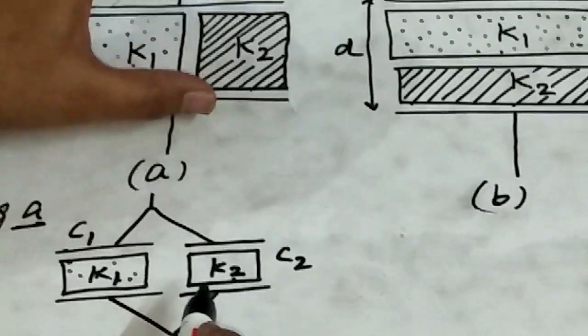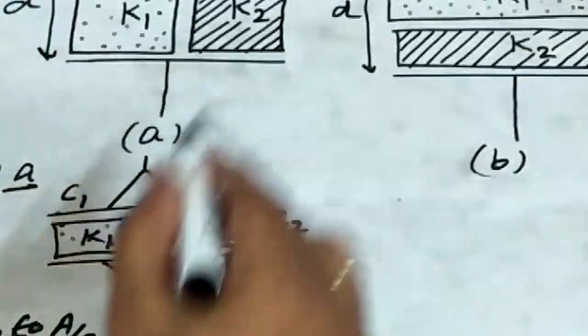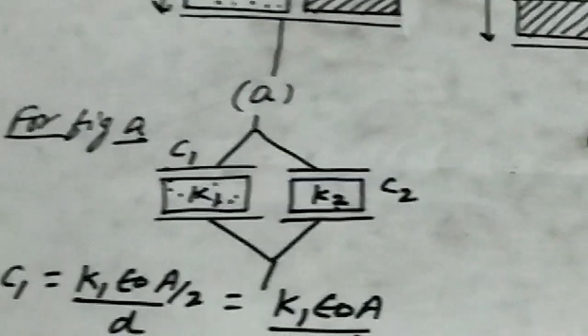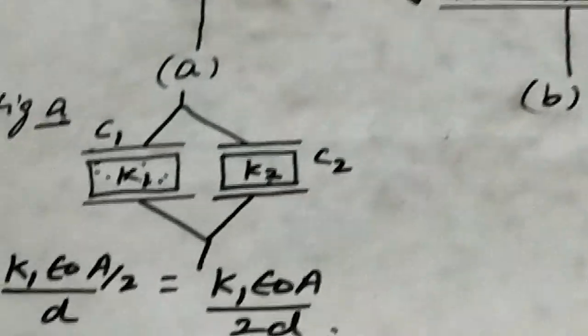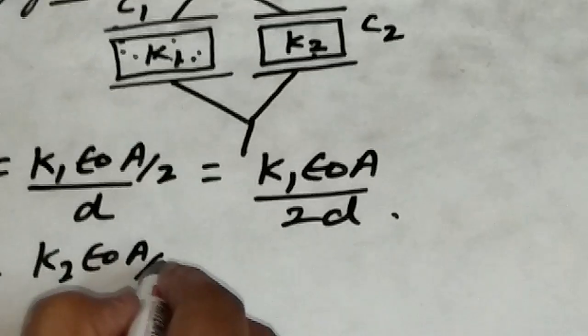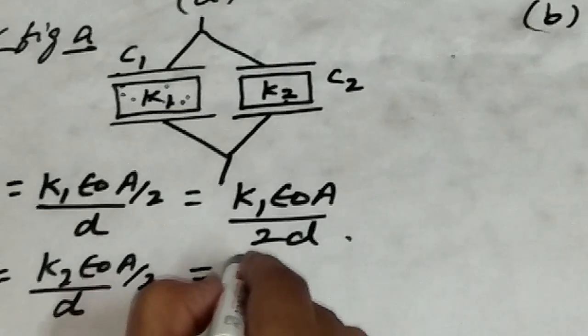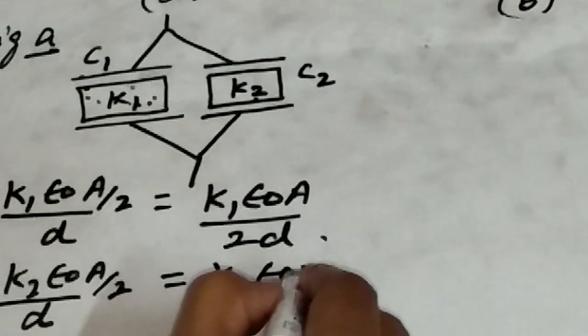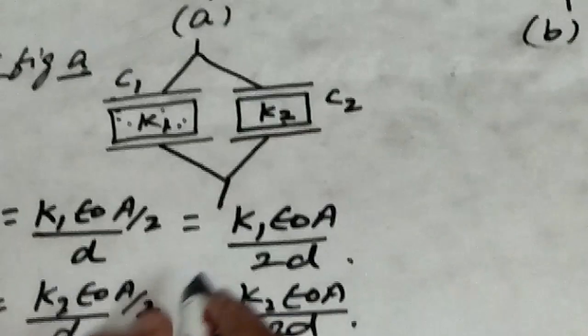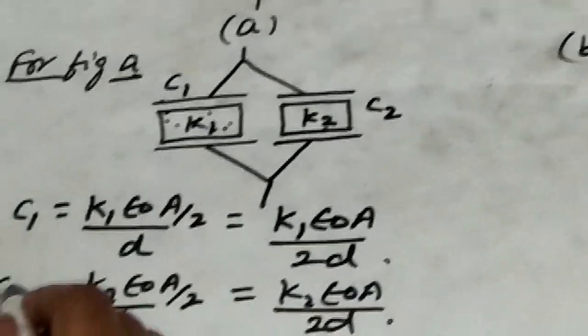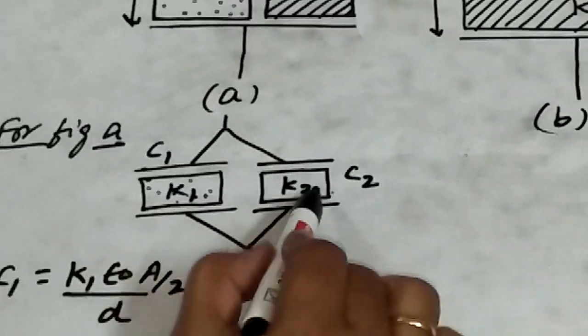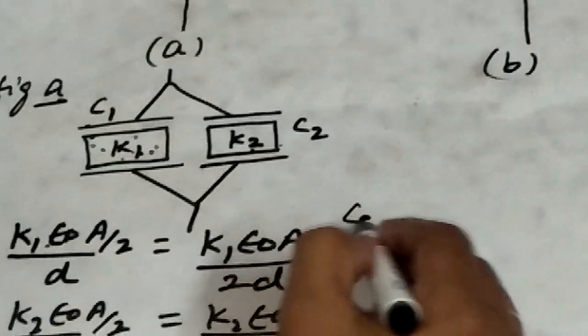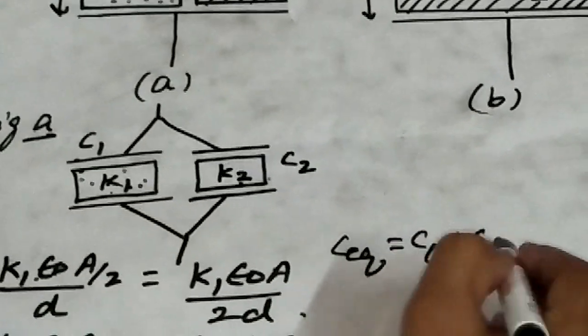Similarly, the capacitance of the second capacitor, C2, you can write as K2 epsilon naught A by 2 upon D. It means this capacitance is K2 epsilon naught A by 2D. And now in this arrangement you can assume these two capacitors C1 and C2 are joined in parallel, and their equivalent is C equivalent equals C1 plus C2.